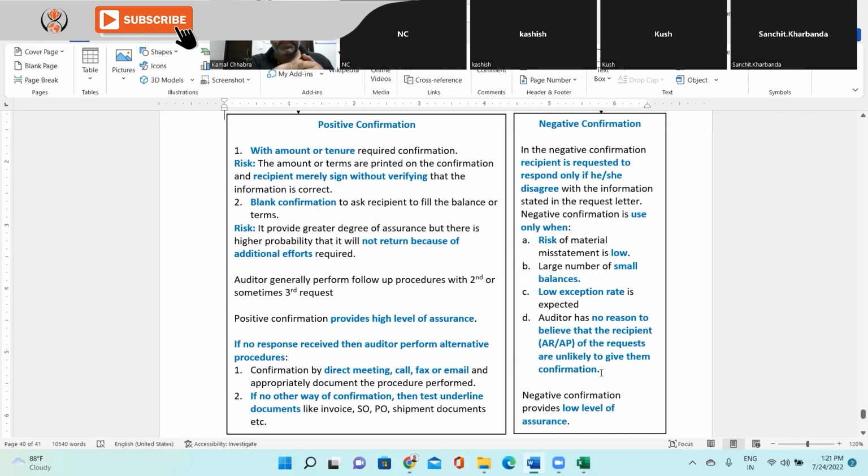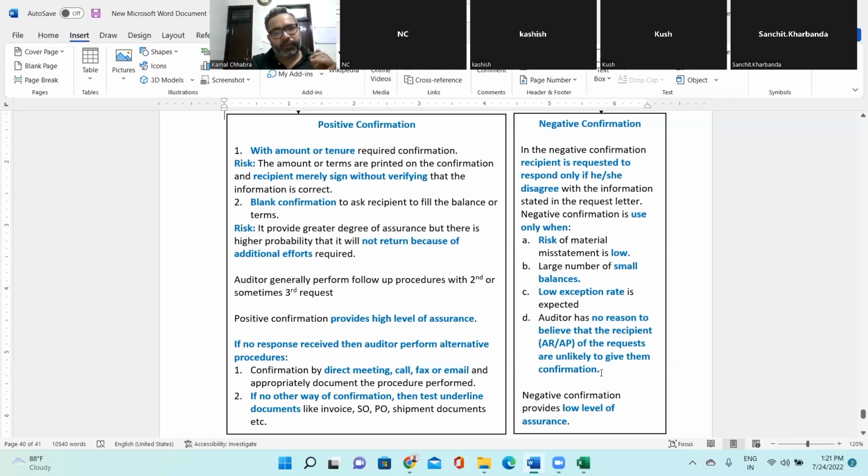Makes sense? First, positive confirmation, where you are putting the information. There the risk is that customers or bankers or maybe vendors will merely sign without reconciling the amount with their books. But in the second case, the risk is that he needs to check his books of accounts. His books of account may not be properly maintained by their accountant, right? And he needs to put in additional effort, so he or she will just ignore it. So your chances of response will be less. That is the risk in the second type of positive confirmation. But positive confirmation will give you more assurance, right?